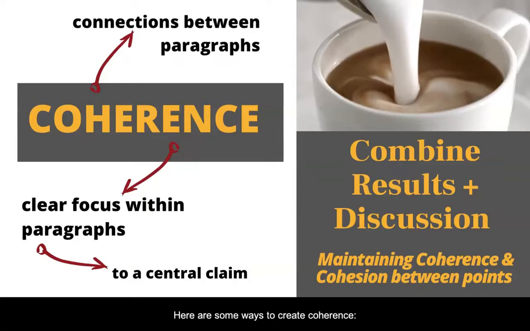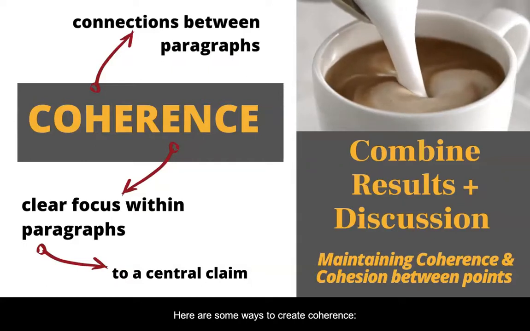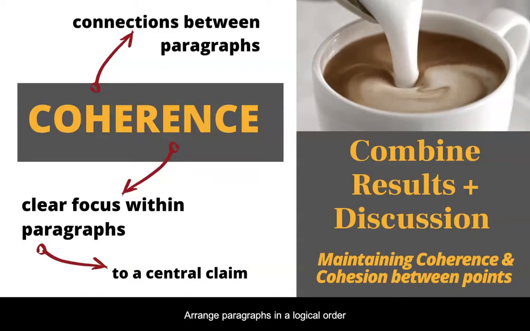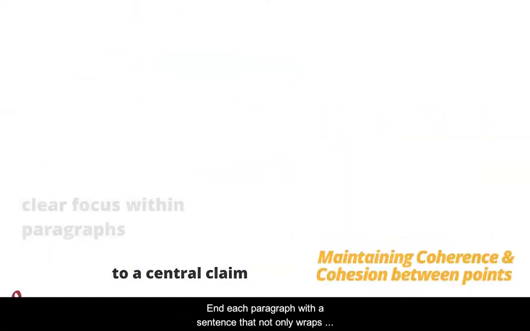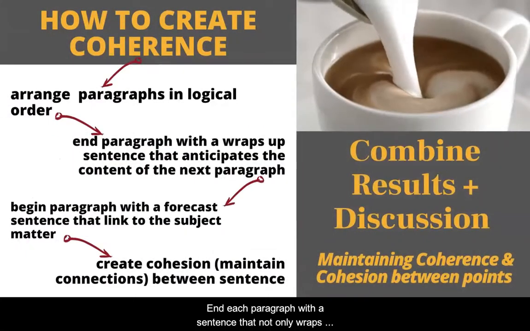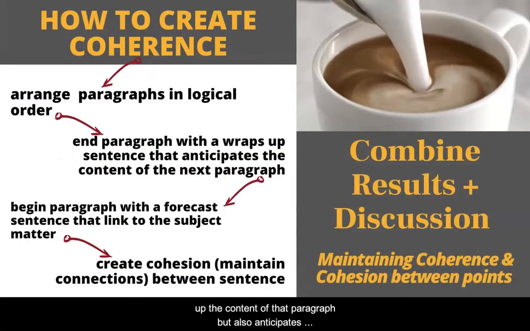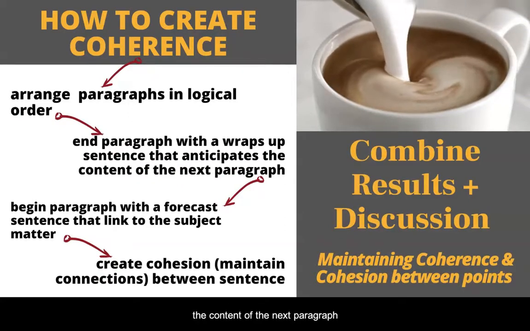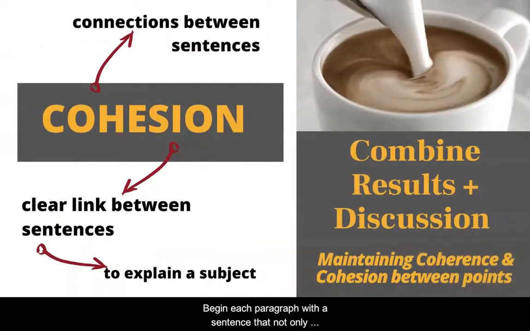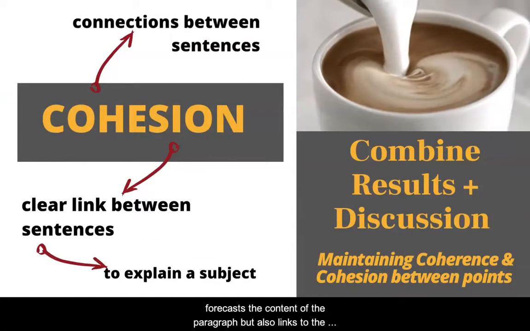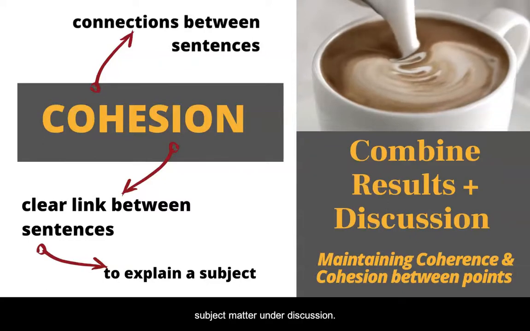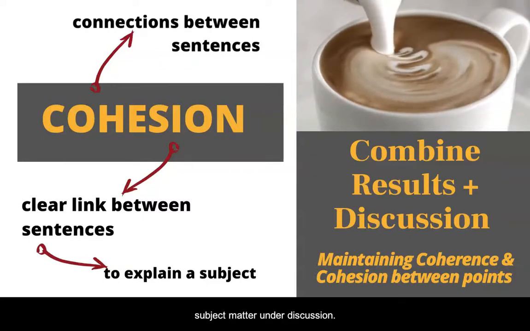Here are some ways to create coherence between paragraphs. First, arrange the paragraphs in a logical order. Second, end each paragraph with a sentence that not only wraps up the content of that paragraph but also anticipates the content of the next paragraph. Then, begin each paragraph with a sentence that not only forecasts the content of that paragraph, but also links to the subject matter under discussion.